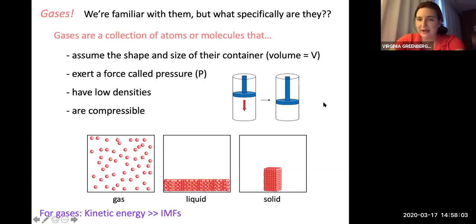And so what we say for gases is that their kinetic energy, or their amount of movement, way dominates over the intermolecular forces. So even though there might be some dispersion forces, dipole-dipole moments, hydrogen bonding that could occur between the different molecules, they're moving so fast that they don't even notice those potential interactions with each other.